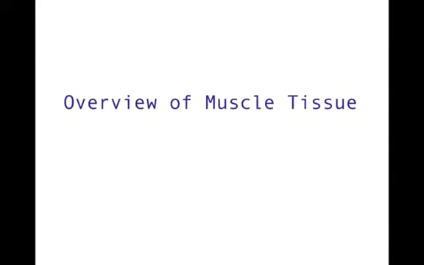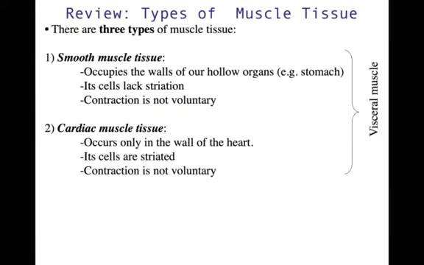All right, we're going to be talking about some histology, some slides of muscle tissue. There are 3 different types of muscle tissue in your body. There's smooth muscle, and the smooth muscle occupies the walls of your hollow organs. For example, the walls of your stomach, your digestive tract, your respiratory system, your urinary system, your reproductive system. You have smooth muscle there, and control again is not voluntary. We can't control, for example, churning food in our stomach.